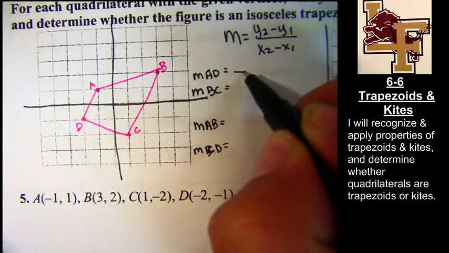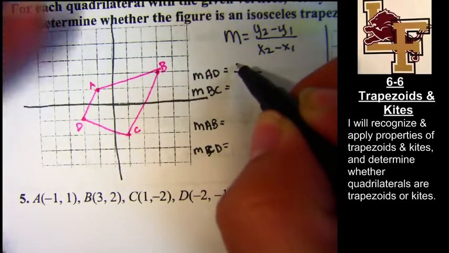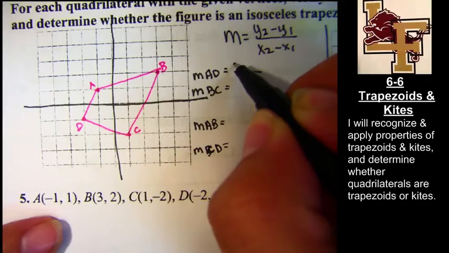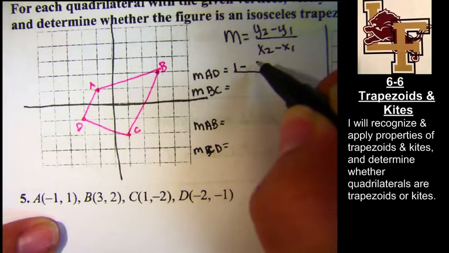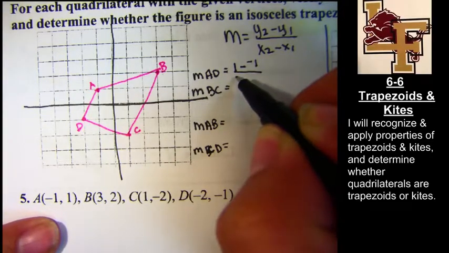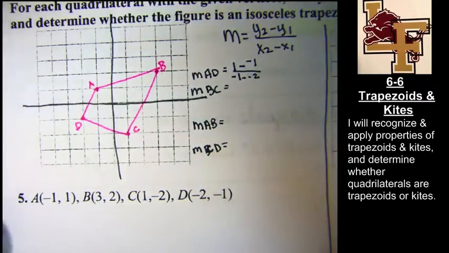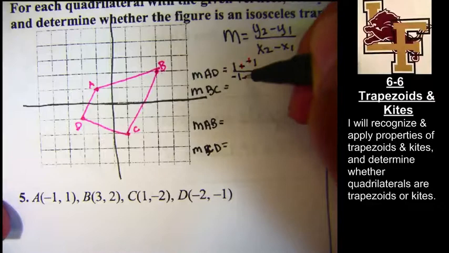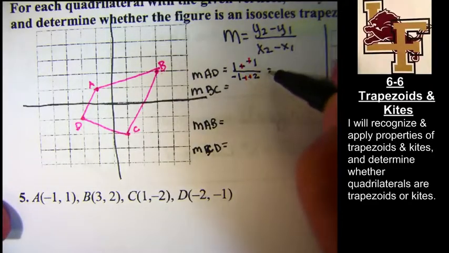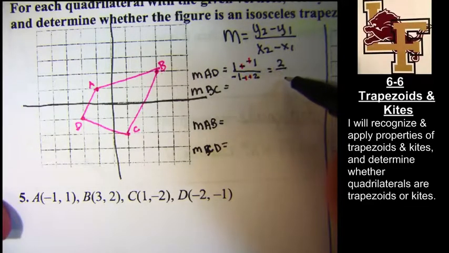All right. So, y coordinate of A minus y coordinate of D, x coordinate of A minus x coordinate of D. I'm going to get rid of my double negatives. And I have 2 over 1. I have a slope of 2.